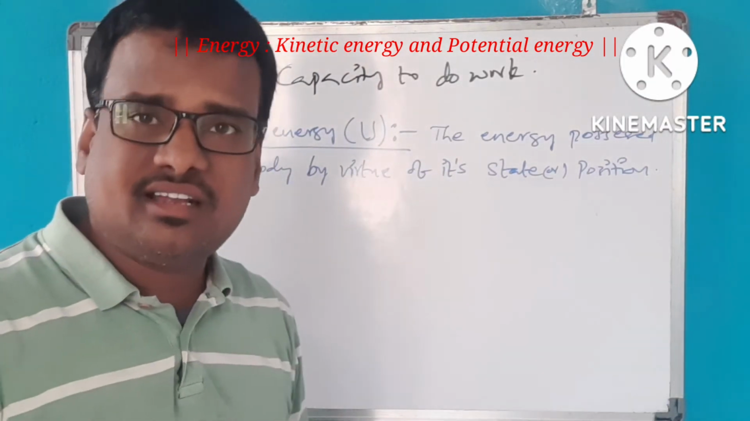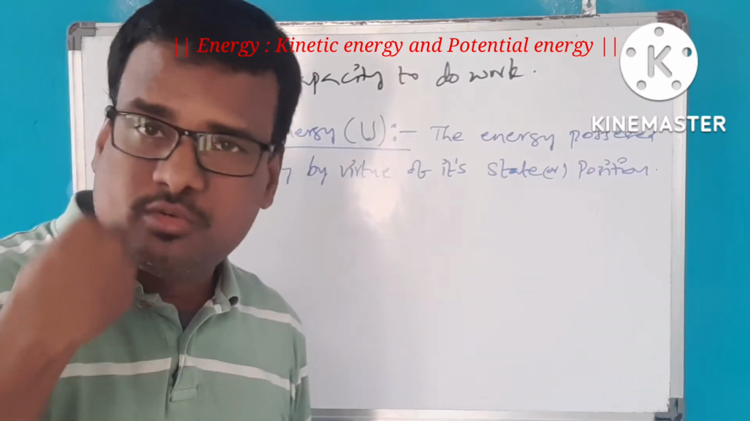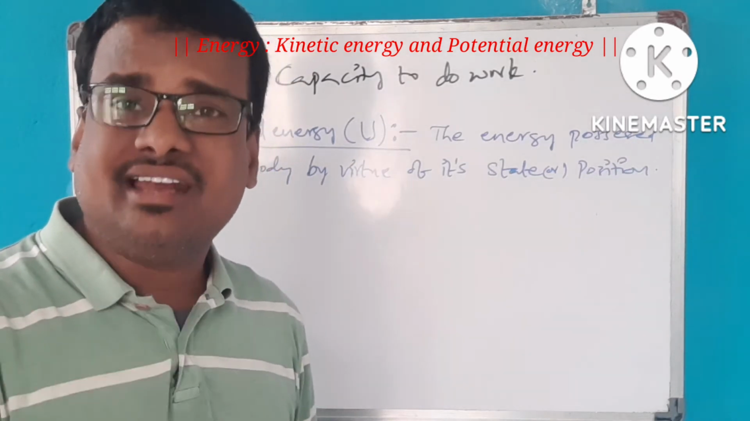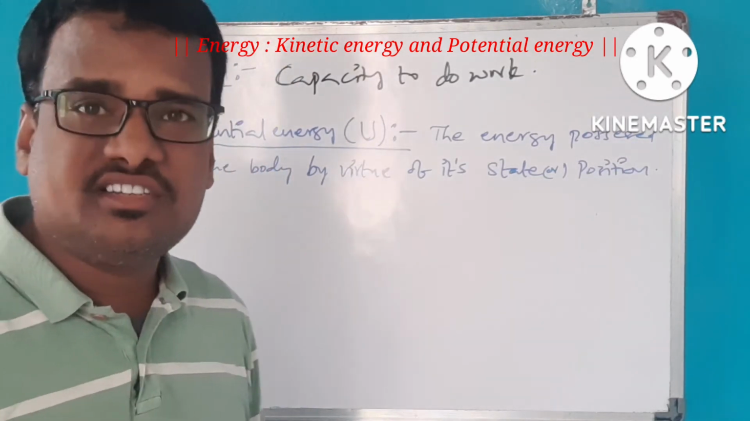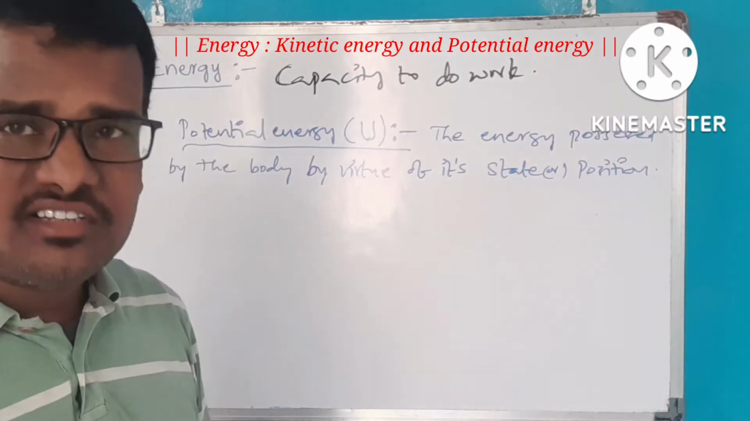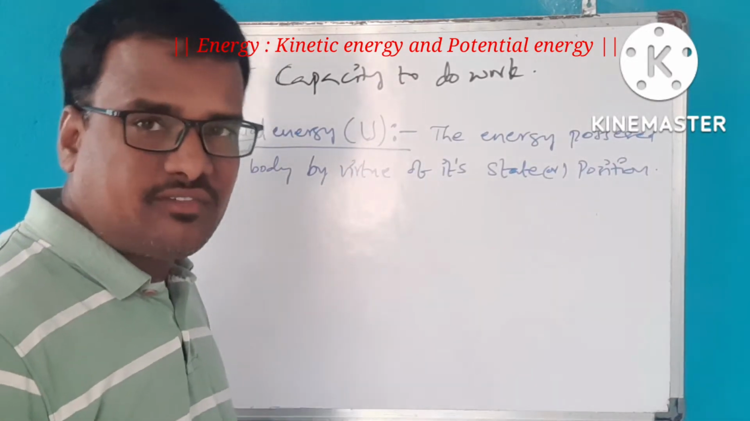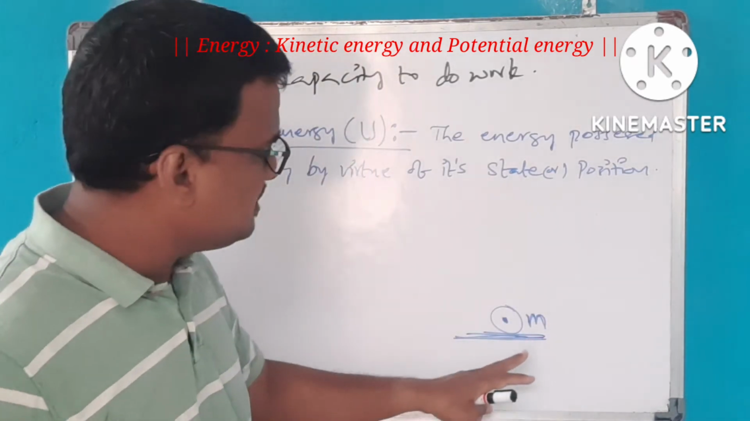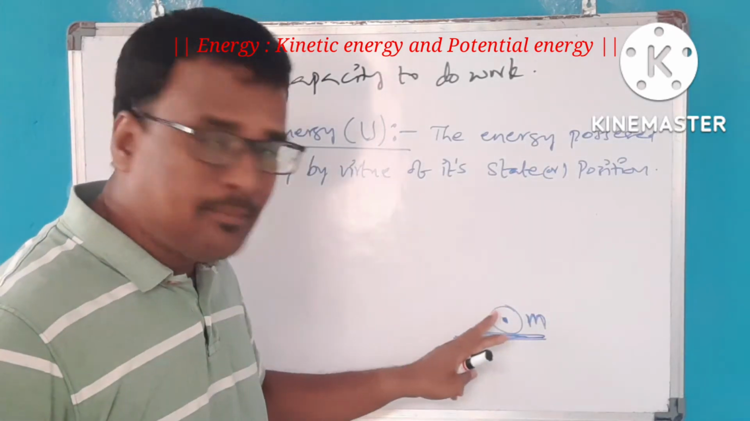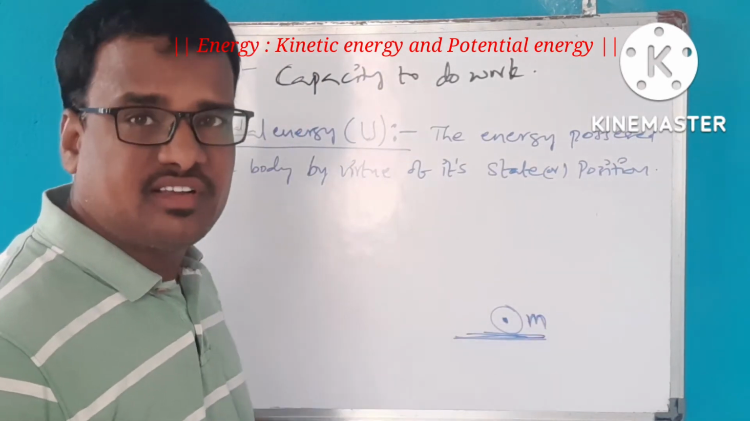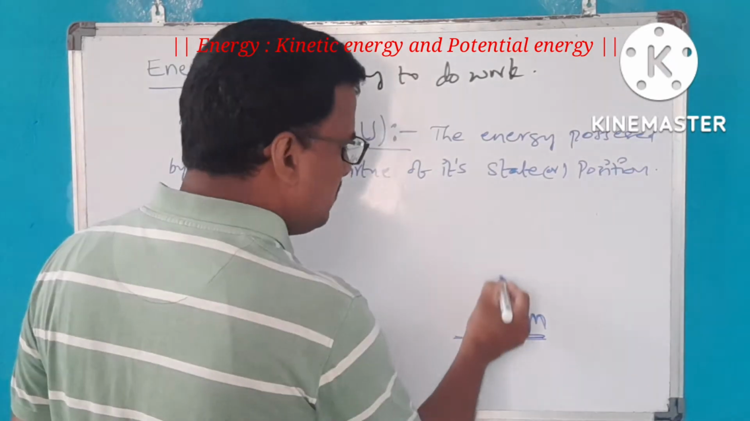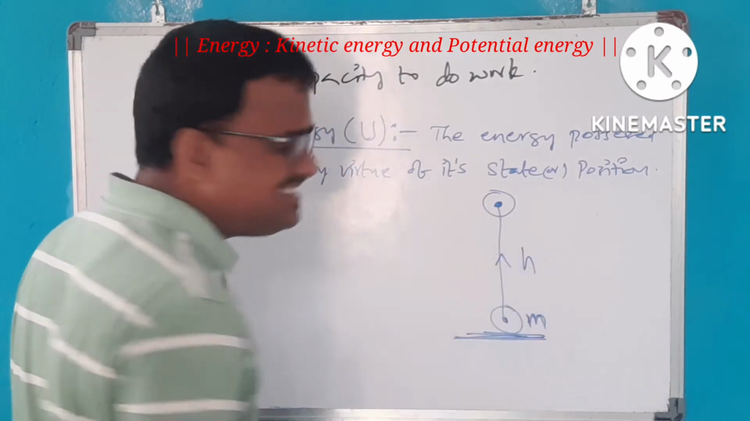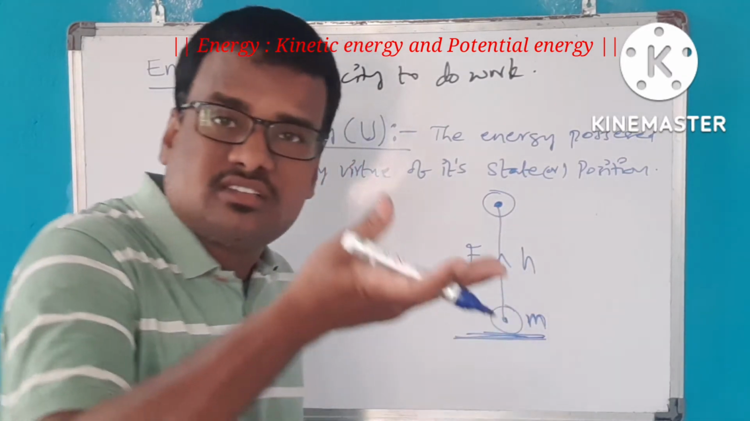So finally what we can say is that due to its position, its state or its arrangement, some bodies gain some energy, and that energy is called potential energy. Now we can derive the equation for potential energy. For example, consider a body of mass m placed on the surface. Then we move this body up to some certain height h using some force.